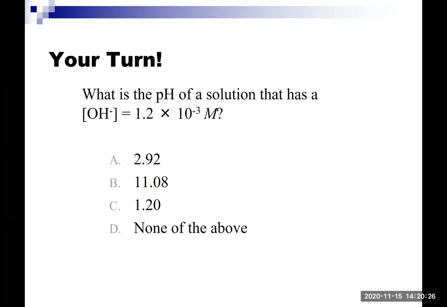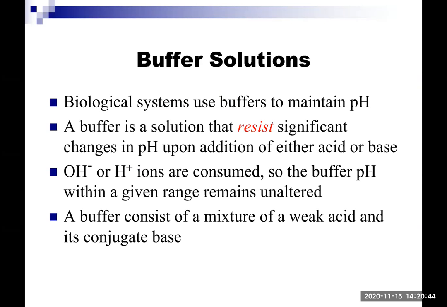And here's another your turn that I'm going to leave for you to solve later, but I want you to realize they're asking you for pH, which is derived from the H3O plus or H plus concentration, and they give you the OH minus concentration. So this is a multi-step problem. And that brings us to talk about buffers.